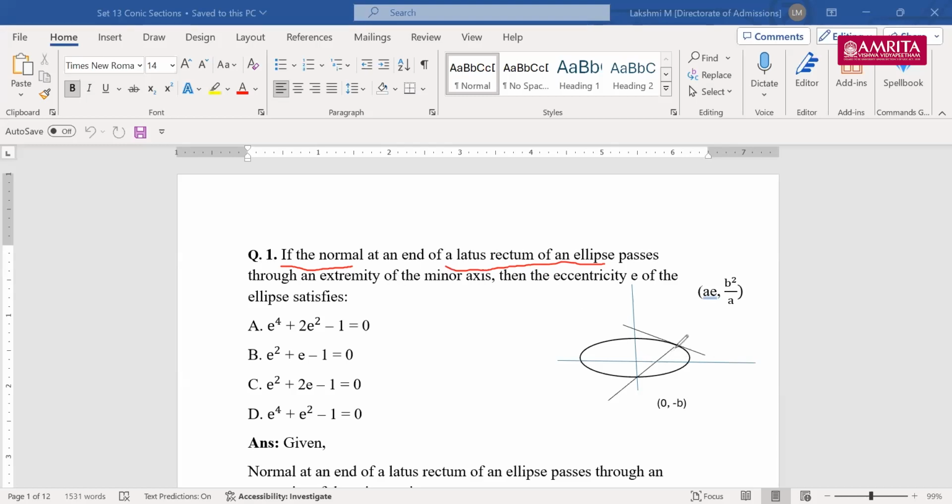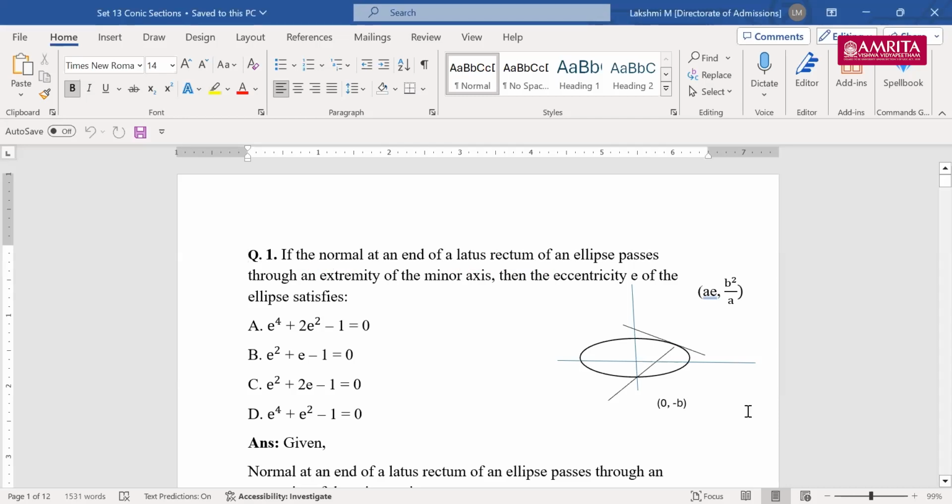So from here, if this is the point, and I'm drawing something from here, this normal at the end of the latus rectum passes through this point, and we know it's (0, -b). I want to find out which among the following equations is satisfied by the particular ellipse. So that's what the question is, and I hope it's a very simple question. I would say these types of questions always come in entrance examinations. This is a past year question paper. I remember the year is maybe 2020, I think so.